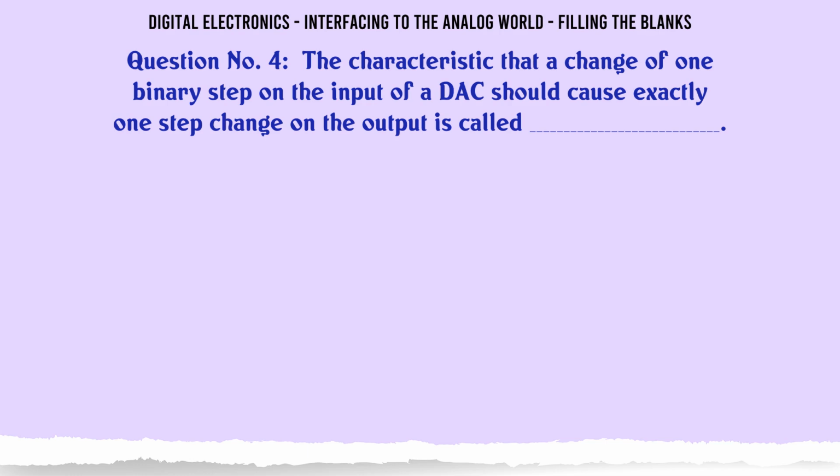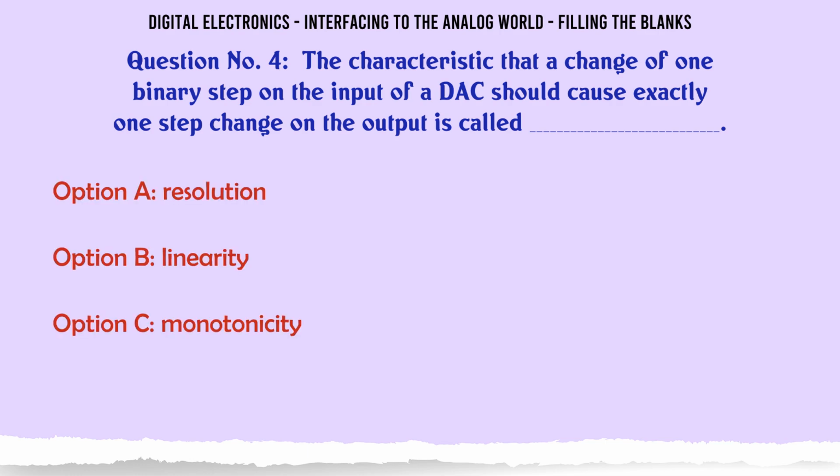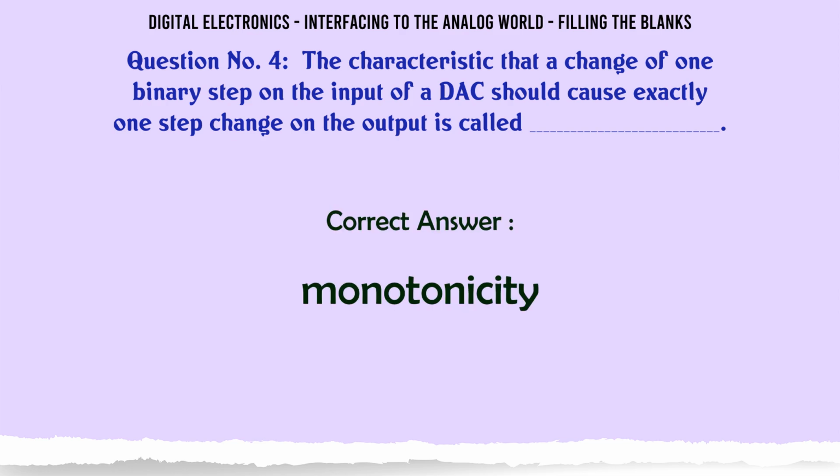The characteristic that a change of one binary step on the input of a DAC should cause exactly one step change on the output is called: A. Resolution, B. Linearity, C. Monotonicity, D. Accuracy. The correct answer is monotonicity.